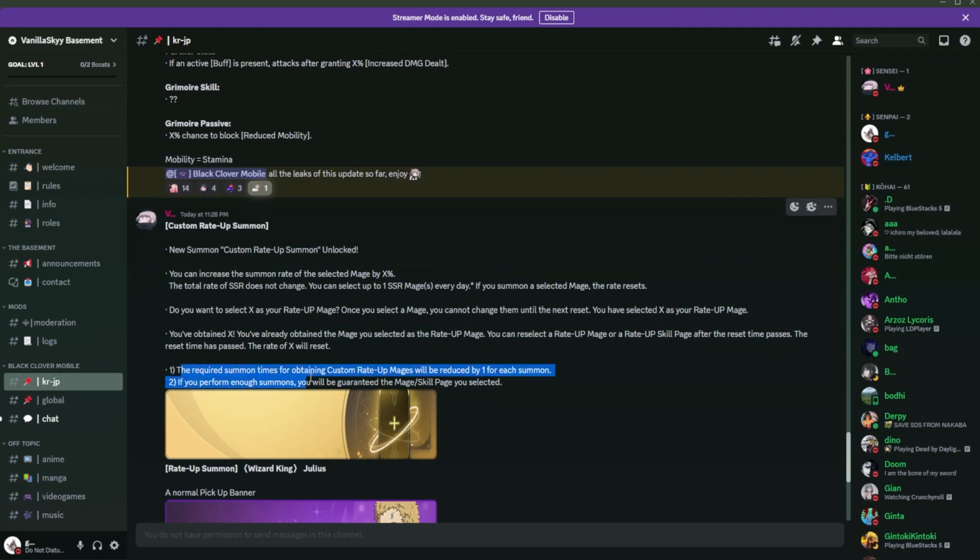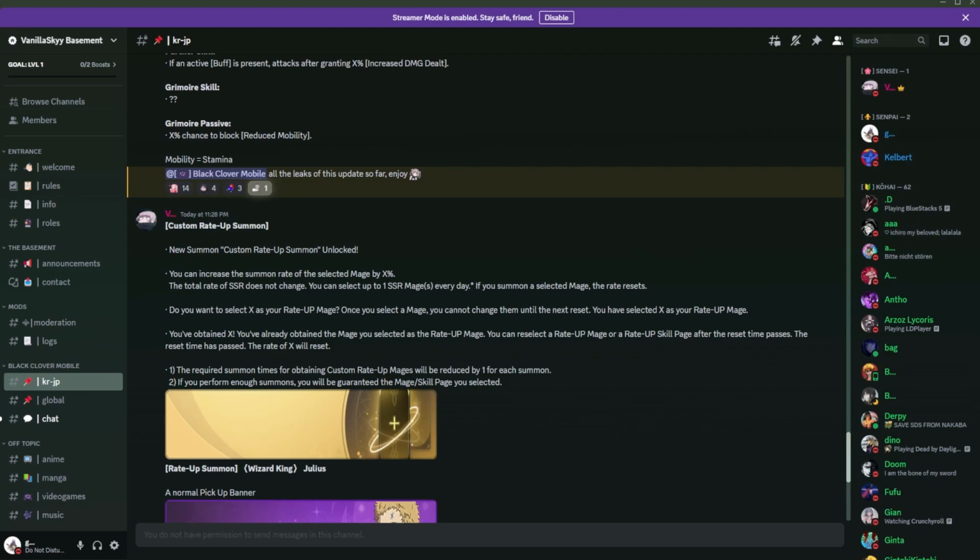Now, the required summon times for obtaining custom rate up mages will be reduced by one for each summon. Not really sure what this means. If you guys know, sure, let me know, but I really am not sure. If you perform enough summons, you will be guaranteed the mage skill page you selected. That's beautiful. They made a way to guarantee skill pages, and I'm so for this. This is amazing. This is absolutely amazing.